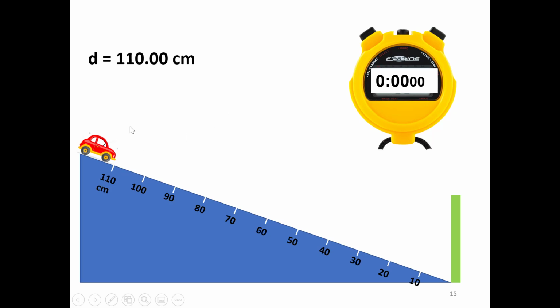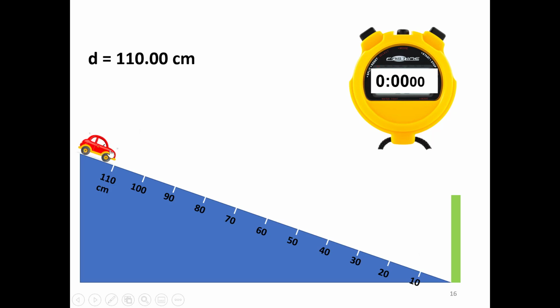The same we did for 110 centimeters. We start from initial velocity 0 without putting any extra force. We just release the car, and then we measure the time. In this case, the time was 1.37 seconds. And you can see the maximum decimal places we can measure using the stopwatch is 2 decimal places.